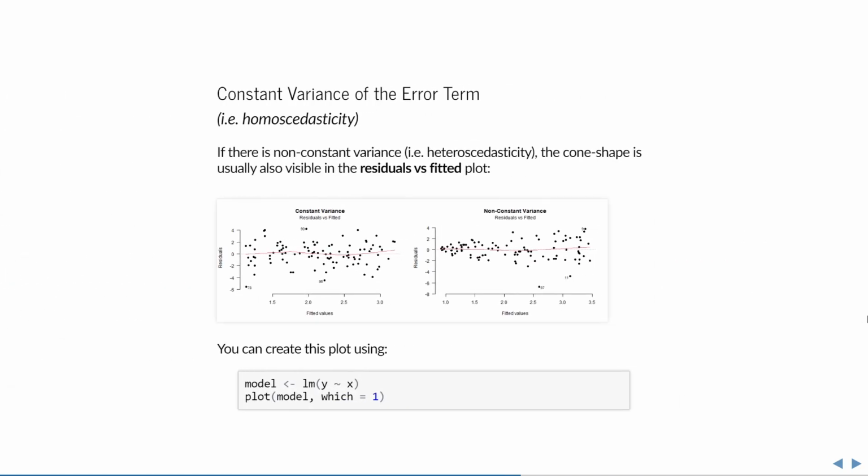If there is non-constant variance, then this cone shape that I just discussed is usually also visible in the residuals versus fitted plot. So this is the first of the diagnostic plots that I discussed, where you do which = 1. And again, you can see that if there's no non-constant variance, then you should see nothing. But if there is non-constant variance, then what you'll see is a kind of cone shape where the variance is very, very small on one end of the plot and a lot larger on the other end of the plot.